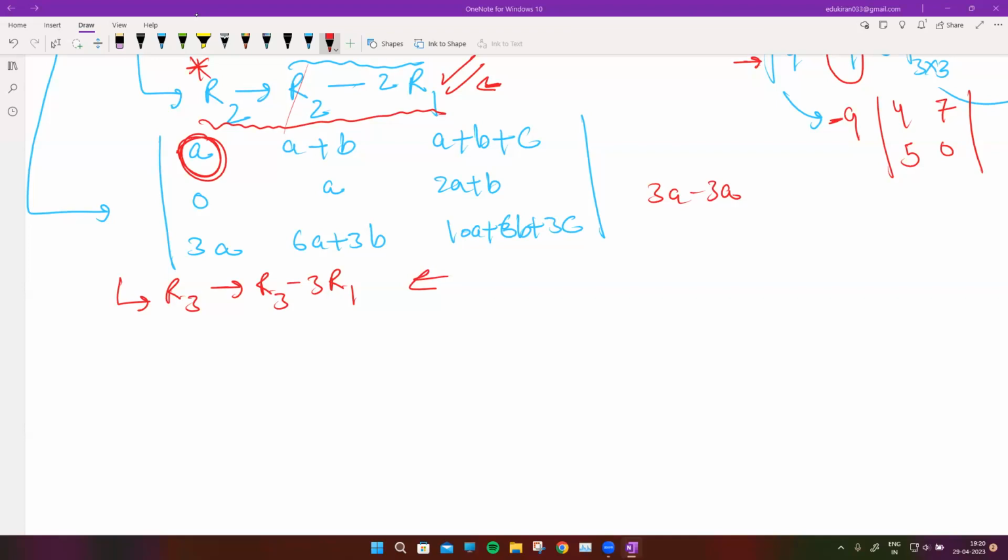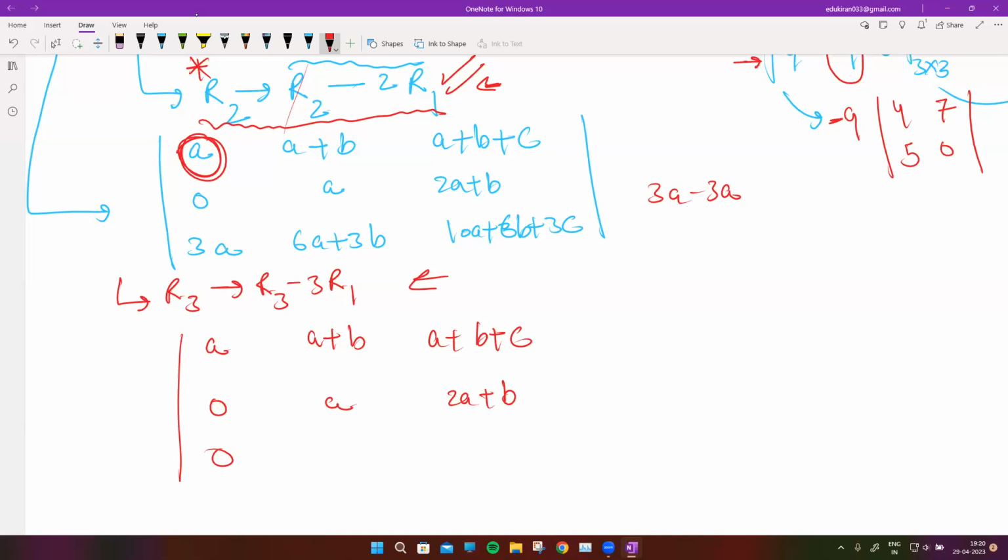Here I got the likewise elements in a column, so I applied row wise transformations. First row wise transformation, in which I changed row 2, and then I'm changing row 3 now. After changing row 3, this will become A. Row 1 is same. There's no change in row 1. Row 2 is also same this time. There's no change in row 2. And row 3 is changing to row 3, which is 3A minus 3 times of A, 0.